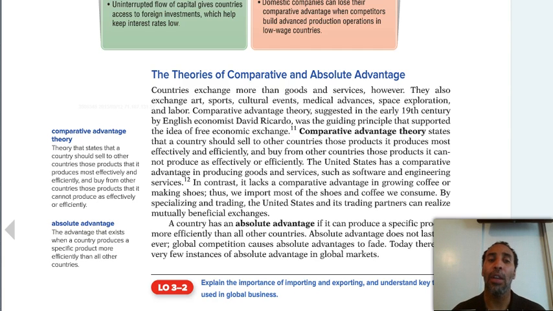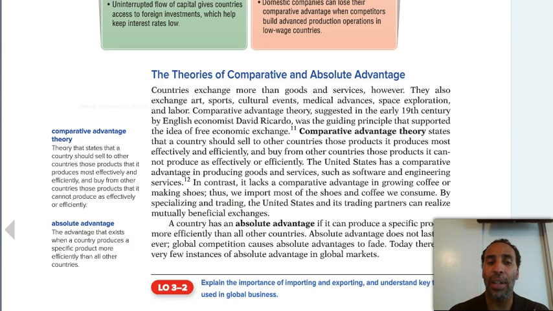Comparative advantage theory states that a country should sell to other countries those products that are produced more effectively and efficiently, and buy from other countries the products that it cannot produce as effectively or efficiently, right? So if you're good at ABC, do ABC and produce those and sell those. And if someone else is good at XYZ, let them be good at those and produce those.